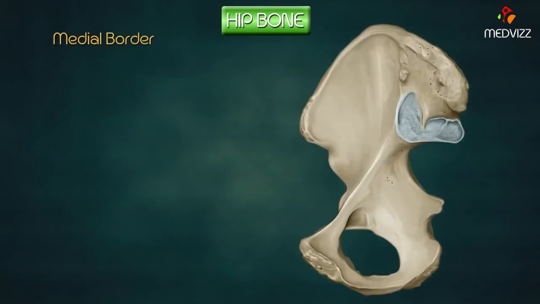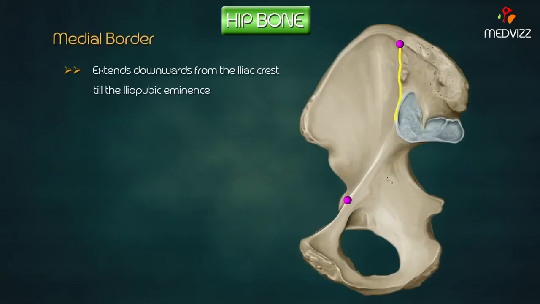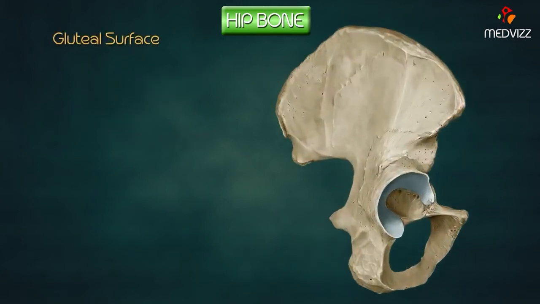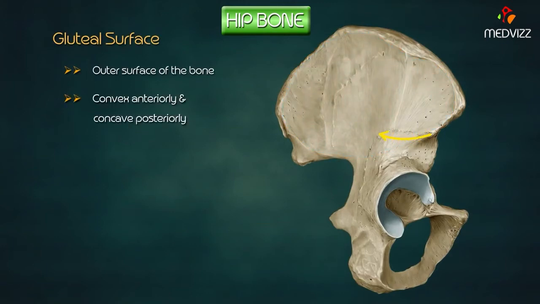Medial border. It extends downwards from the iliac crest till the iliopubic eminence. It separates the iliac fossa from the sacropelvic surface. Its lower part is smooth, round, and is called the arcuate line. Gluteal surface. It is the outer surface of the bone. It is convex anteriorly and concave posteriorly.